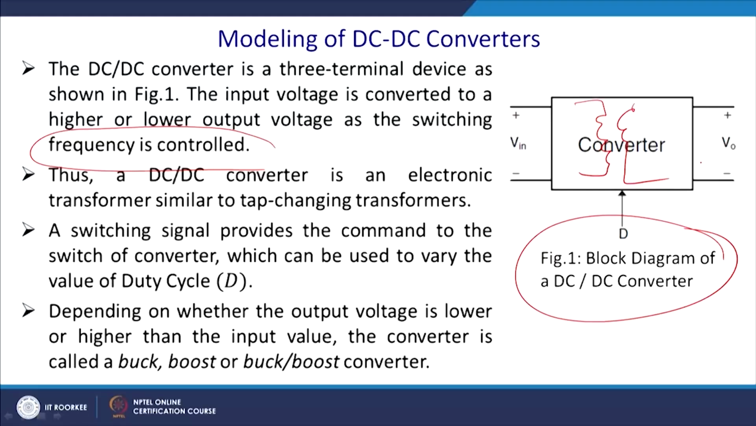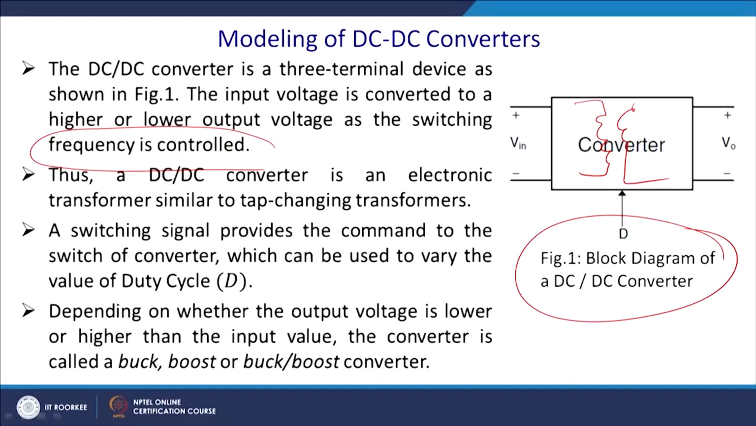So, we can say a DC to DC converter is an electronic transformer similar to the step changing transformer, because you can step up and step down. What you can do with AC voltages, you can do the same thing here. The switching signal provides the command to the switch of the converters, which will come a little later, and can be used to vary the duty cycle and thus control the output voltage.